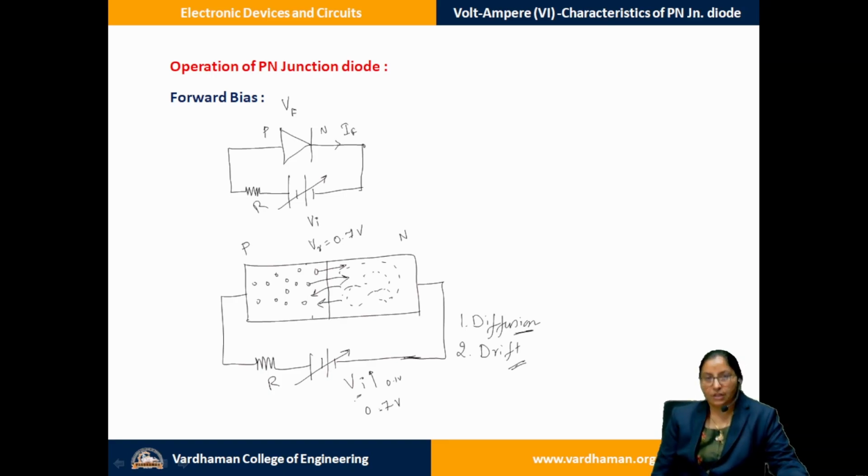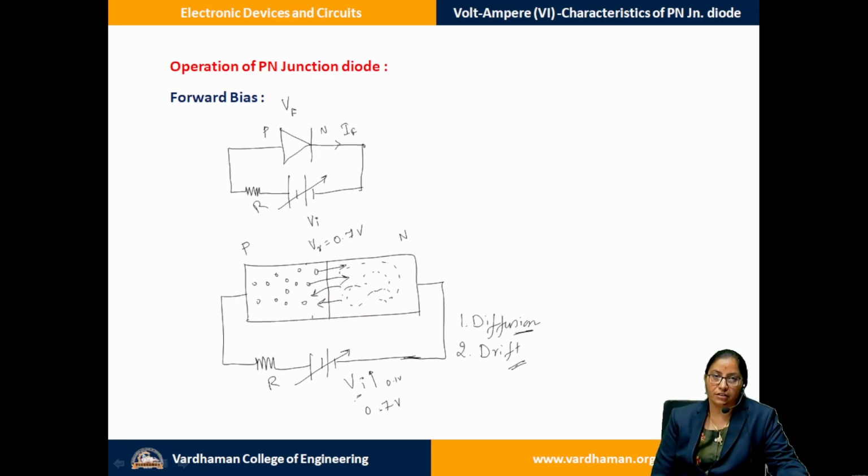So till V gamma we see that almost the current is equal to 0, or during that time we have minority carriers crossing the junction, because of which we have a very small amount of current. But once the applied voltage is more than the barrier potential, we see that the majority carriers are ready to move from one region to another because of drift and diffusion, which will constitute your forward current.